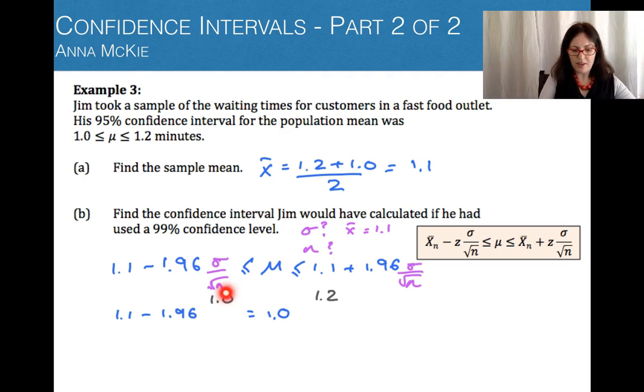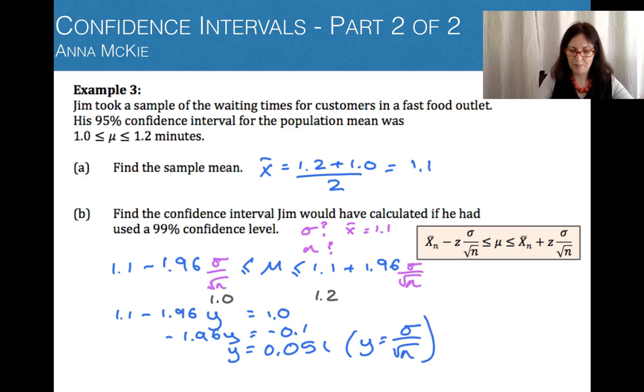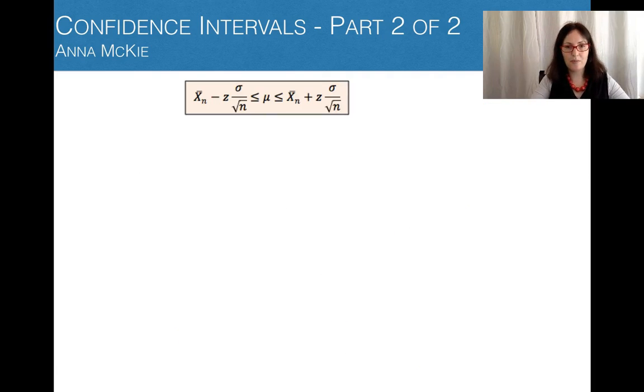Well, I'm going to represent these two unknowns by another letter. You could do star or whatever. I'm just going to do a y. And let's solve for y. So just some basic rearranging. I would get negative 0.1 here. Solving for y, I would get 0.051. So just remembering that y is sigma over the square root of n. So that's that part. Now let's see if that helps me working out the confidence interval.